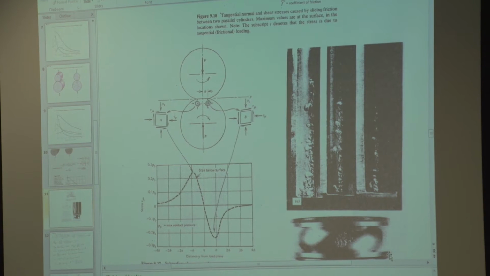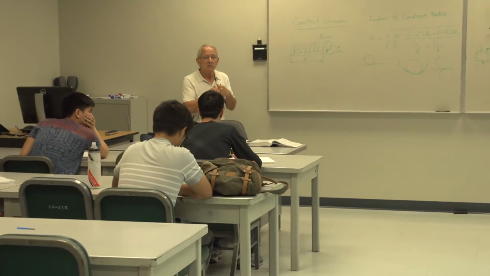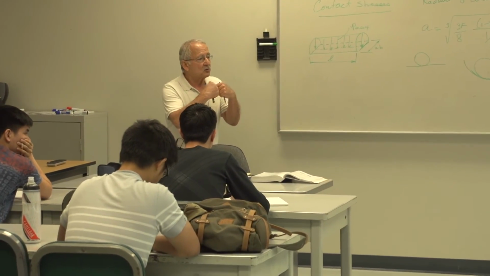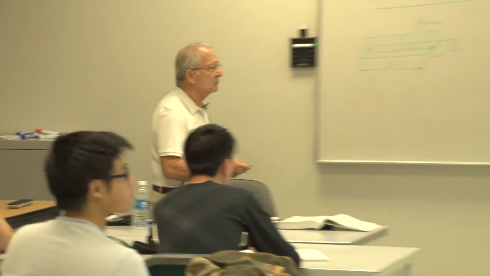The reason for this is that the shear stress in the vicinity of the point of contact or center of the contact patch changes direction as the two parts roll against one another. Let me show you this. Let's see if, yeah, this is good. Take a look at the top part first.